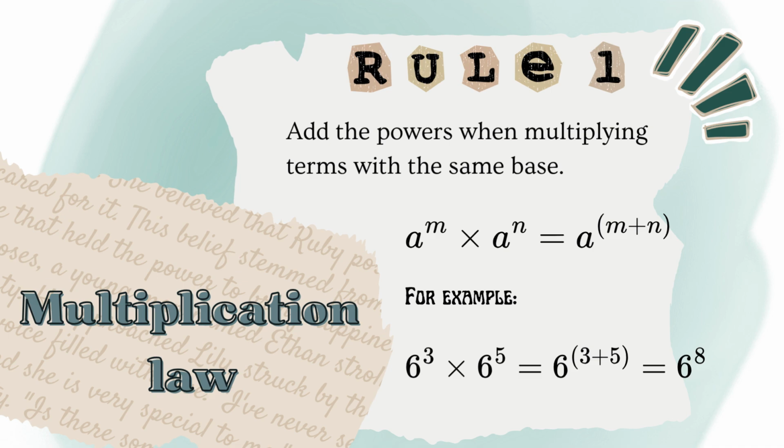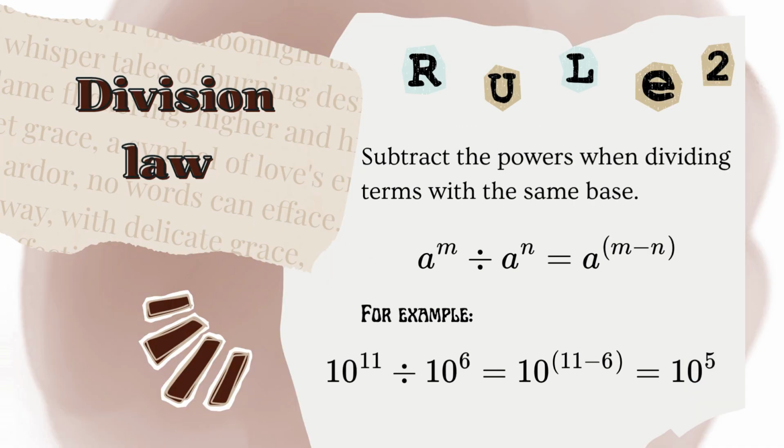And that's all. Rule number 2, also known as the division law, states that if 2 terms are being divided and the bases are the same, you can subtract their powers. So here we have a raised to the power of m dividing a to the power of n. As you can see, the base, which is a, is the same on both sides. So it can be represented as a to the power of m minus n. The example below will give a more logical illustration.